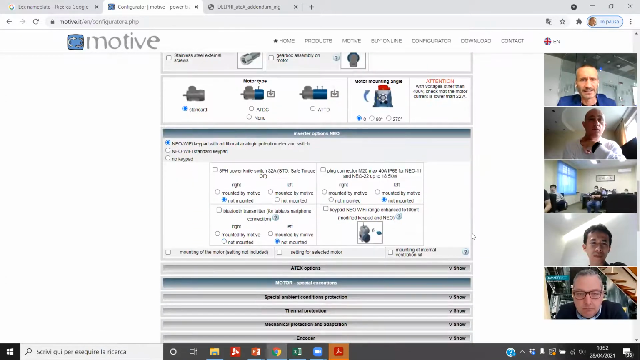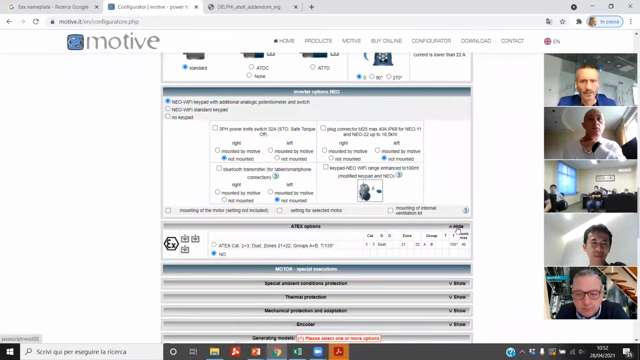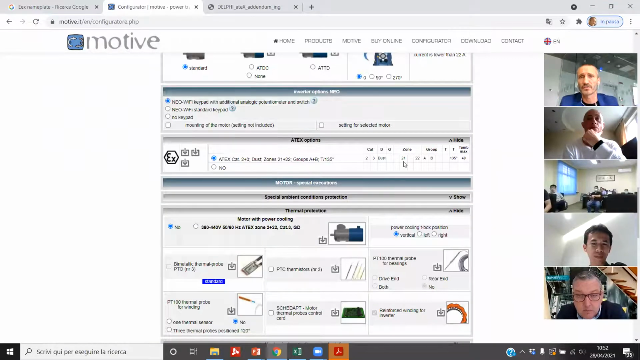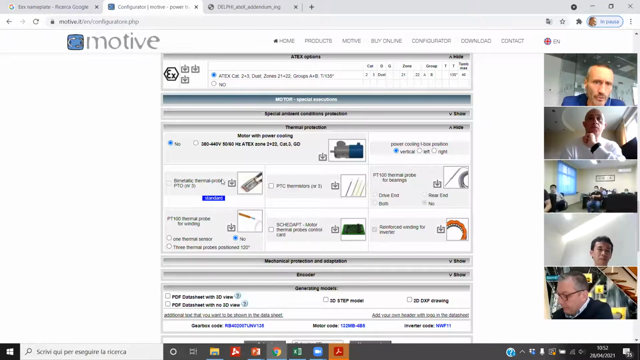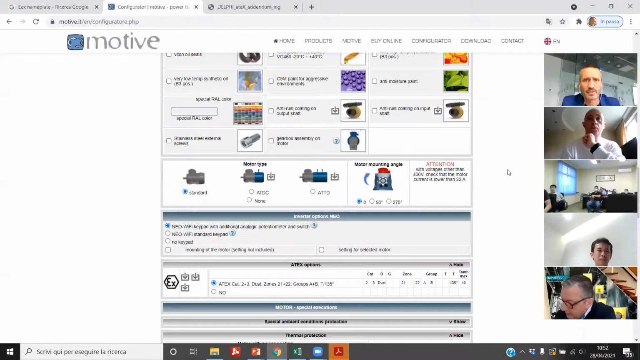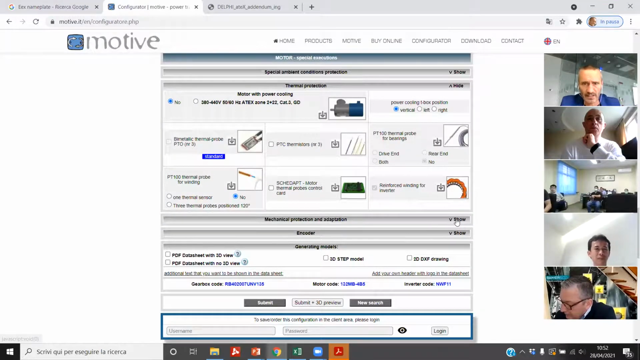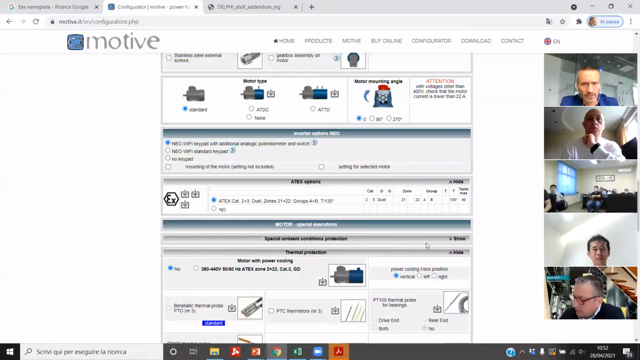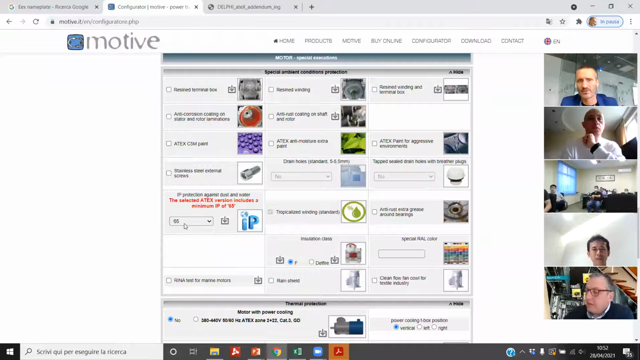Okay, now I wanted ATEX. It will tell me that my combination is not suitable for dust anymore. It will not offer me anything suitable for gas, just because the drive is not suitable for gas. The more products I mix, the more limited this classification could be. The configurator will also tell me that you don't need to select the thermal probe because it's already standard in your choice, because you have chosen an ATEX. It will also tell me that the IP65 is already there because you have chosen an ATEX. You see, 65 is already there. We don't need to select it, and so on.